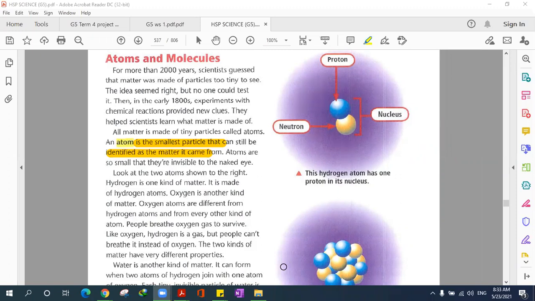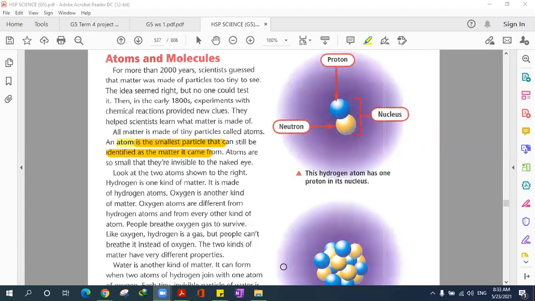Protons, neutrons, and electrons. Yes, Yasin Sadat, it's nice to hear your voice. I can't hear you. Can you get closer to the mic, please? Yes. Protons, neutrons, and electrons. Well done. Thank you so much.